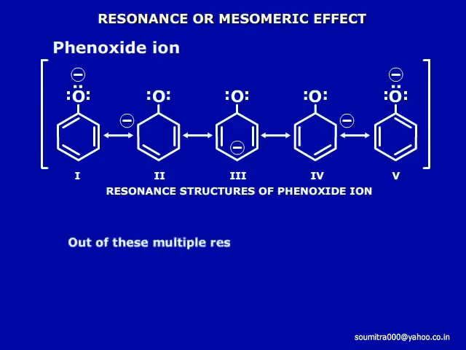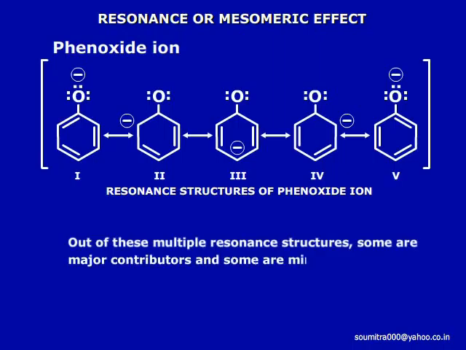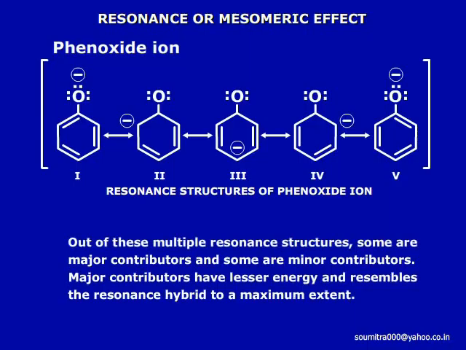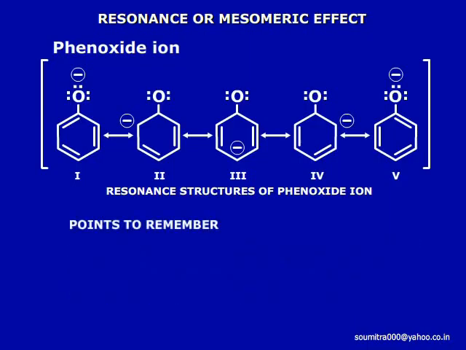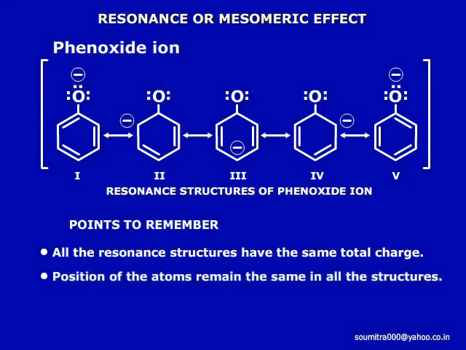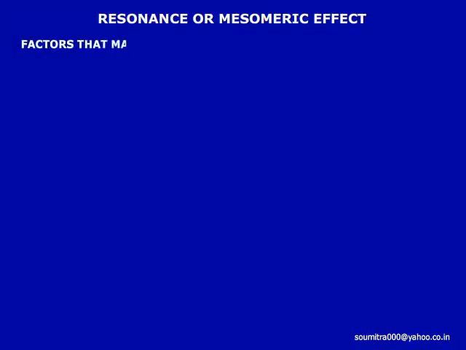Out of these multiple resonance structures, some are major contributors and some are minor contributors. The major contributors have lesser energy and resemble the resonance hybrid to a maximum extent. Now, one thing we must keep in mind, that all the structures have the same total charge and the position of the atoms remain the same in all the structures. Let us discuss some of the points that make a resonance structure the major contributor.